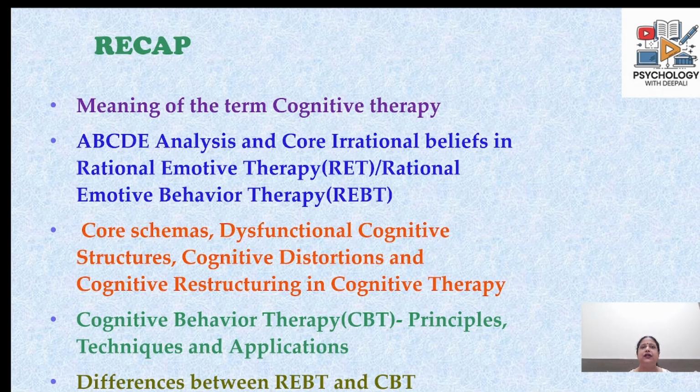So what we have learned today is the meaning of the term cognitive therapy, ABCDE analysis and core irrational beliefs in REBT and RET, the core schemas, dysfunctional cognitive structures, cognitive distortions, and cognitive restructuring in cognitive therapy, cognitive behavioral therapy principles, techniques, and applications, and the differences between REBT and CBT.